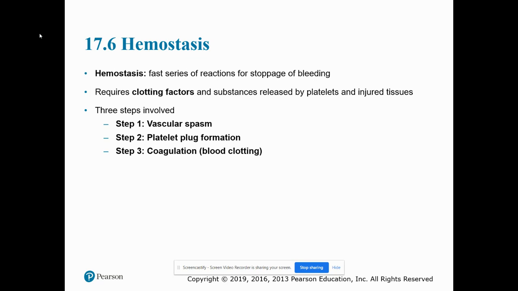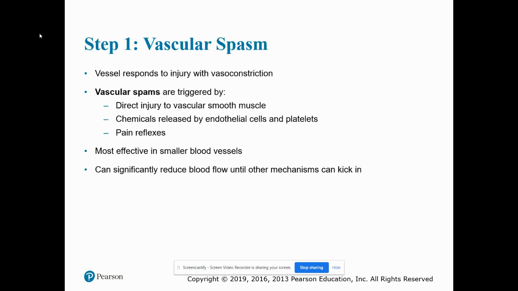Step 1 is vascular spasm. Step 2 is platelet plug formation. Step 3 is coagulation or blood clotting. So the first thing that happens is vascular spasm. The vessel itself responds to injury by vasoconstricting. What that means is that the diameter of the blood vessel actually gets smaller.